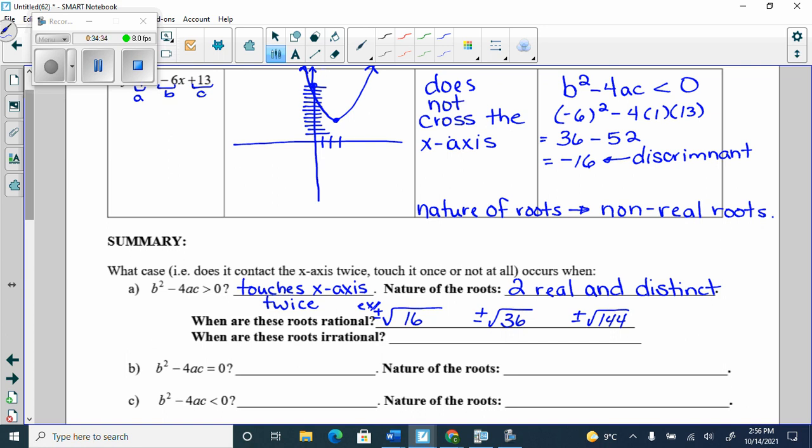When are you going to get irrationals? When they're not. So an example would be when your discriminant is like 14, because the square root of 14 is a decimal, right? Or plus or minus the square root of 50. That's a decimal. It's not a perfect square.